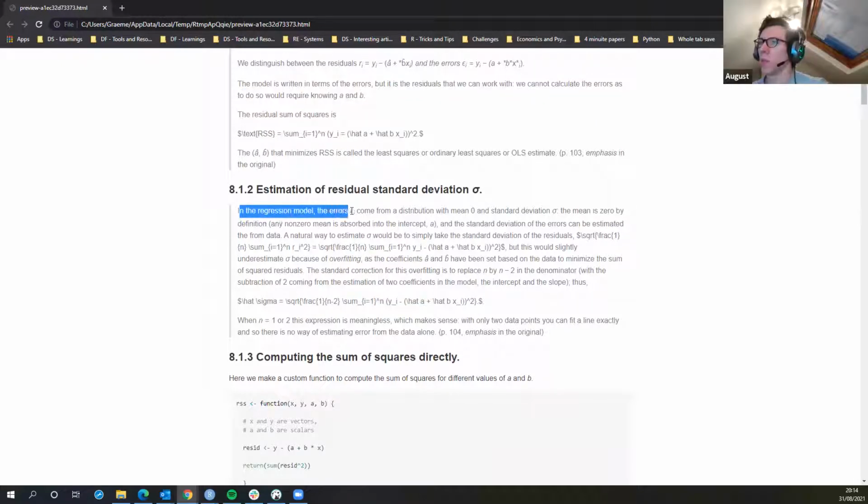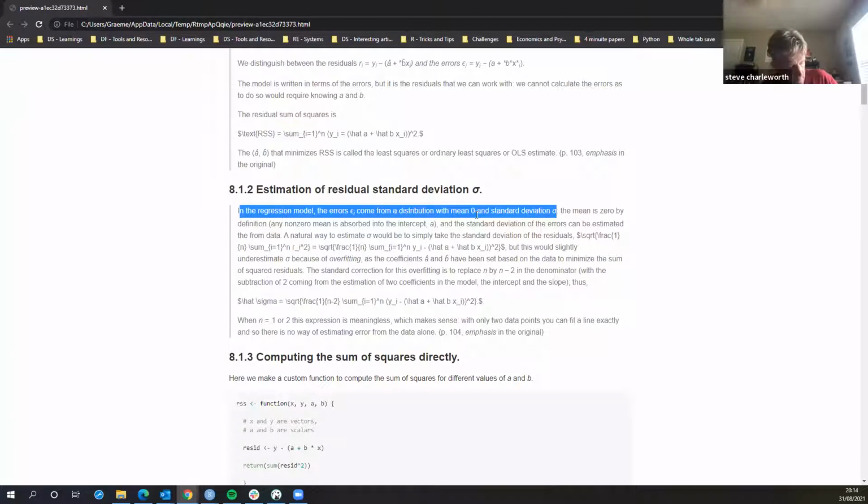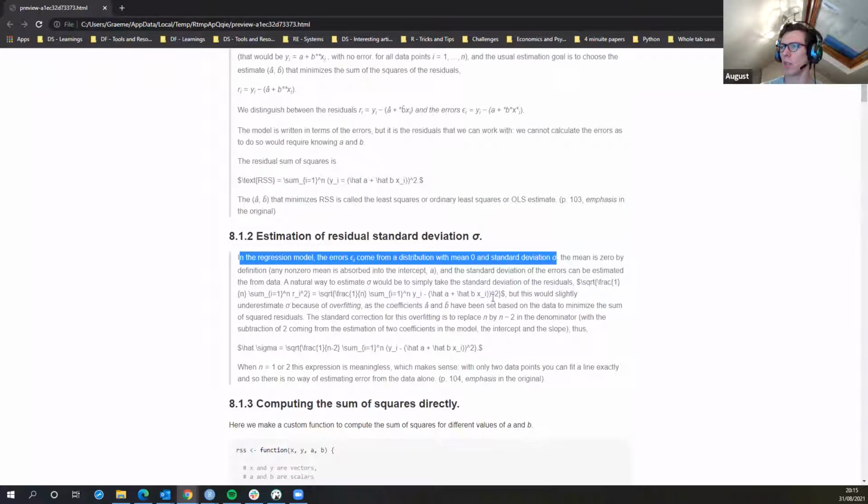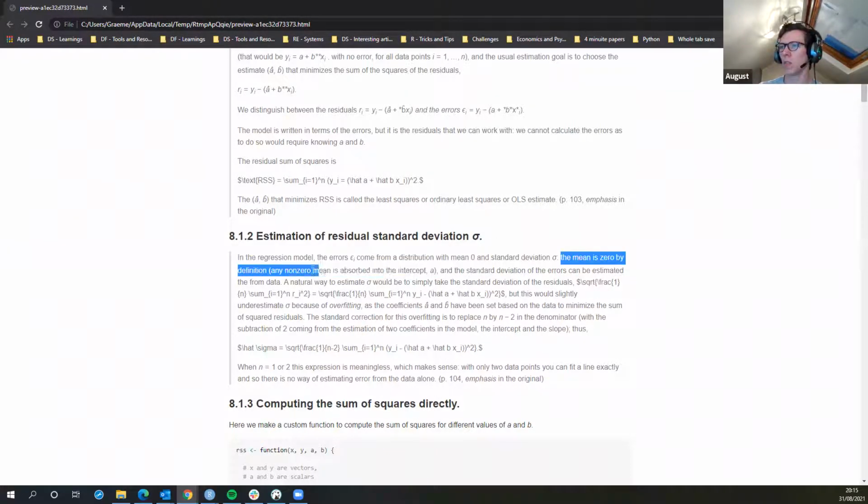So in the regression model, the errors come from a distribution with mean 0 and standard deviation sigma. Why is it coming from a mean of 0? Oh, because we've put a line through it. Oh yeah, because we're taking away the difference between the actuals and the recorded, aren't we? So that converts everything to 0, and then you've just got whatever's left over. Residual standard deviation, mean is 0, by definition.